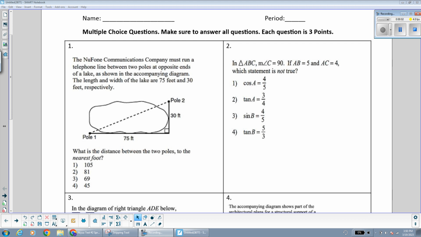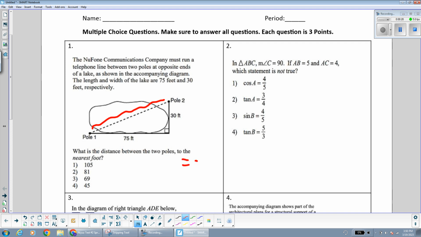Hi everybody, in this video we're going to go over test number 2. So in the first question we have a right triangle and we're given two sides of the right triangle. We have to find the last side. So we're going to use Pythagorean theorem to do that. So we're finding the hypotenuse.